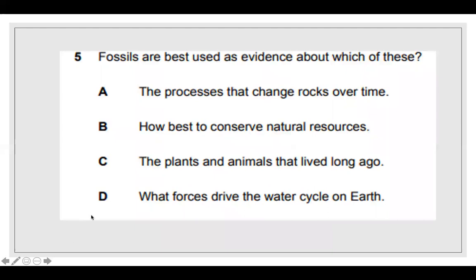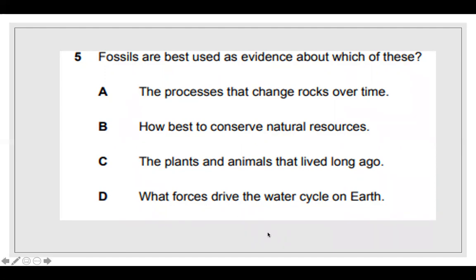All right, number 5. Fossils are best used as evidence about which of these? A, the processes that change rocks over time. B, how best to conserve natural resources. C, the plants and animals that lived long ago. Or D, force drives the water cycle on Earth.